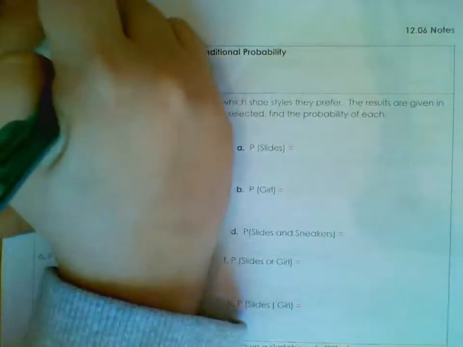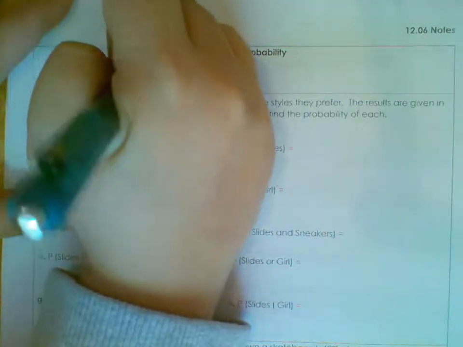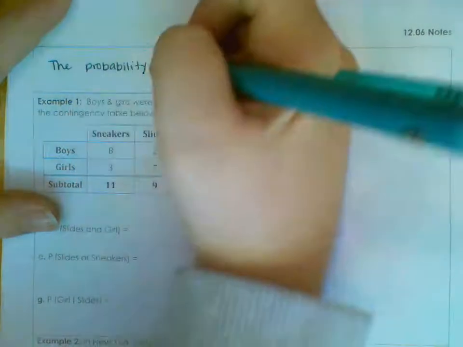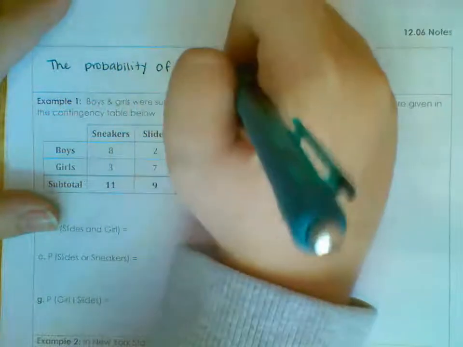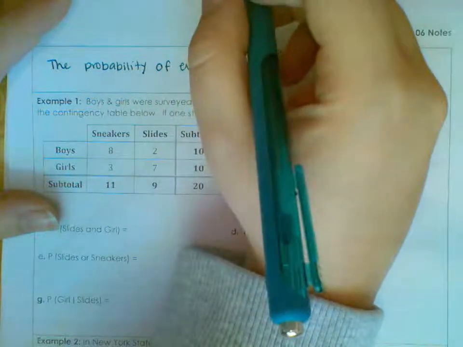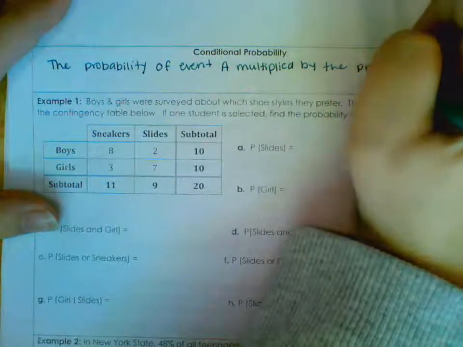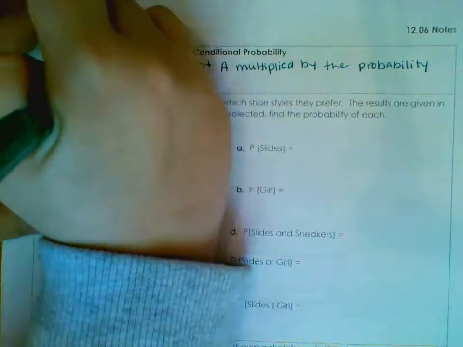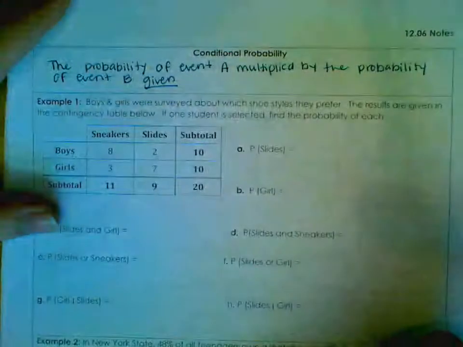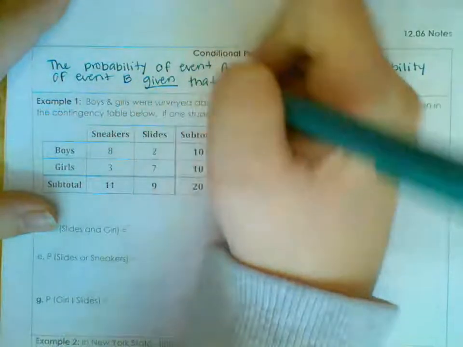Okay, so conditional probability is the probability of event A multiplied by the probability of event B given, that's the key word there, that event A has occurred.